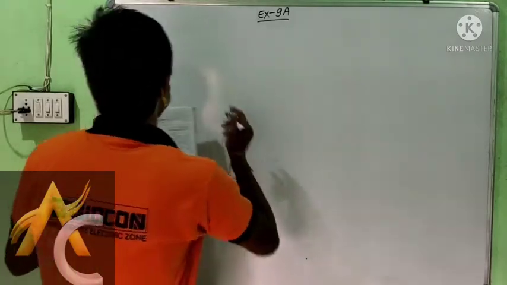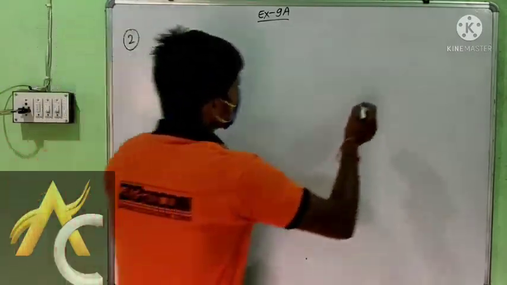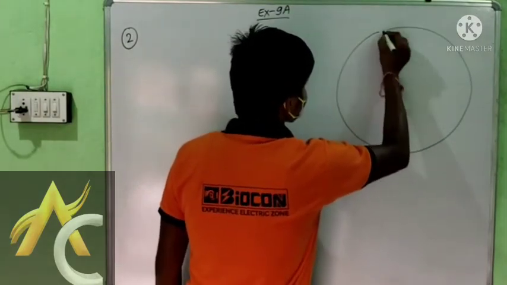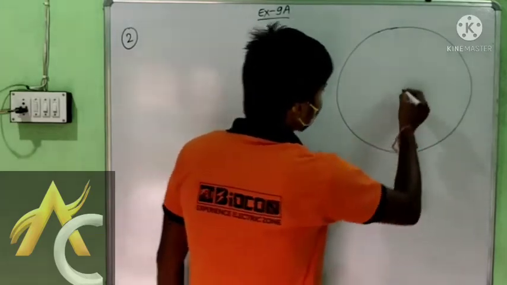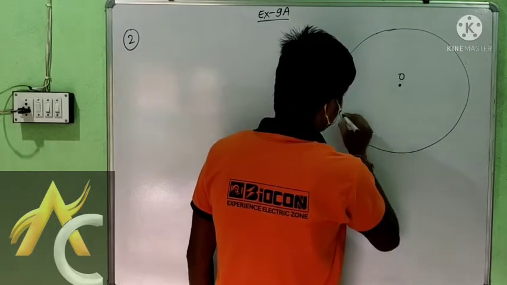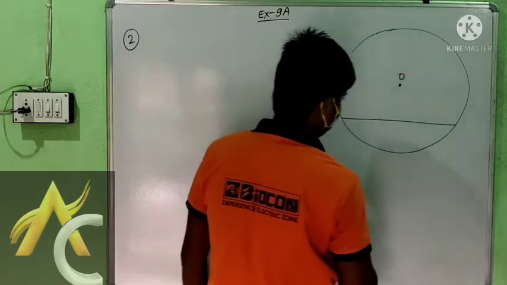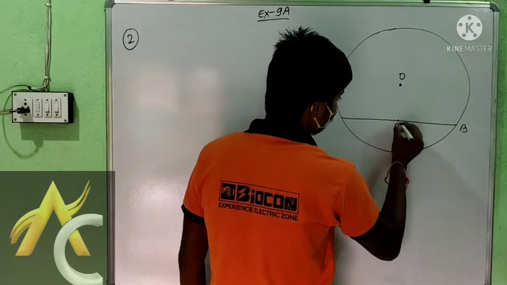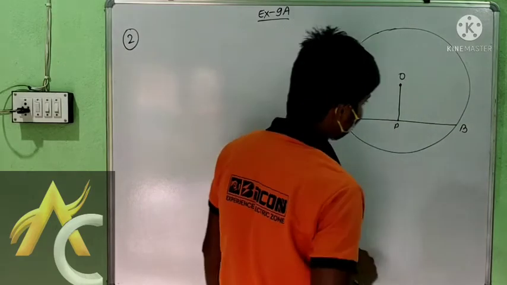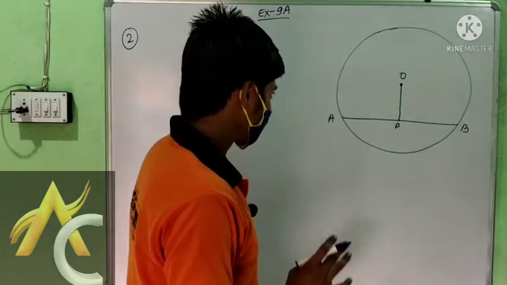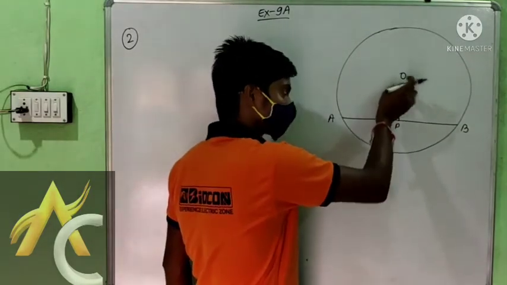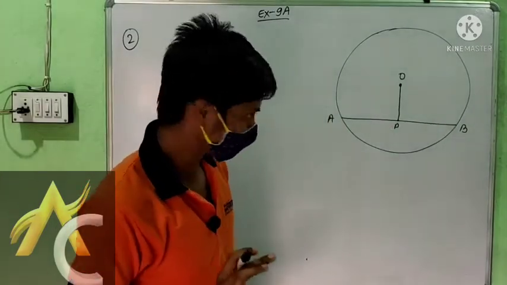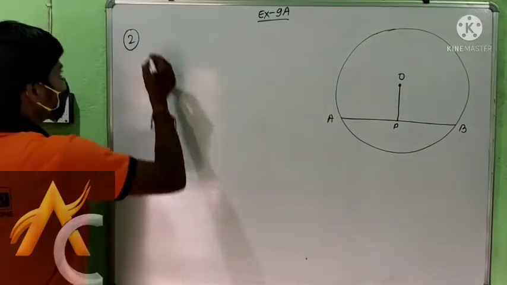Now our question number 2 says that there is a circle whose center is O and there is also a chord. The name of the chord is AB and its midpoint is P. So what is said is that O is the center of the circle, AB is the chord and P is the midpoint of chord AB.